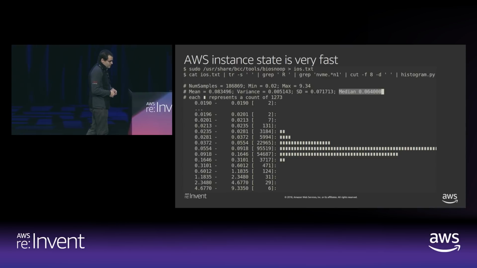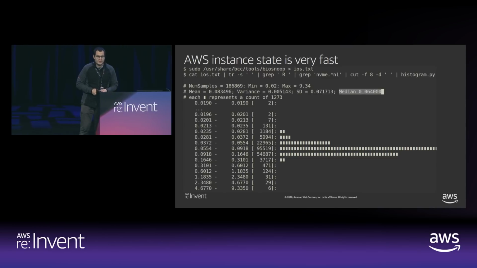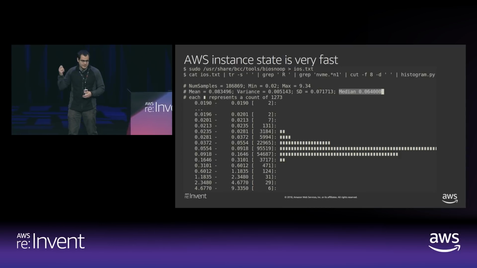But there are some trade-offs, and the biggest trade-off is performance. So Amazon instance store, things like I3s. This here is a latency graph of I3 disk IOs.